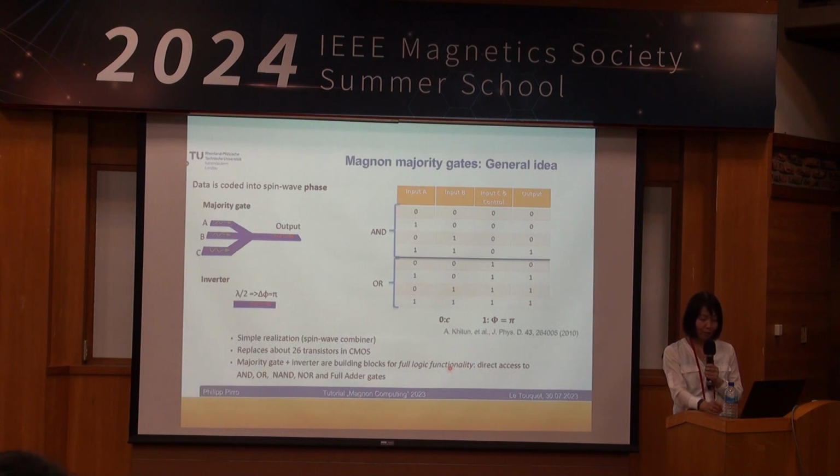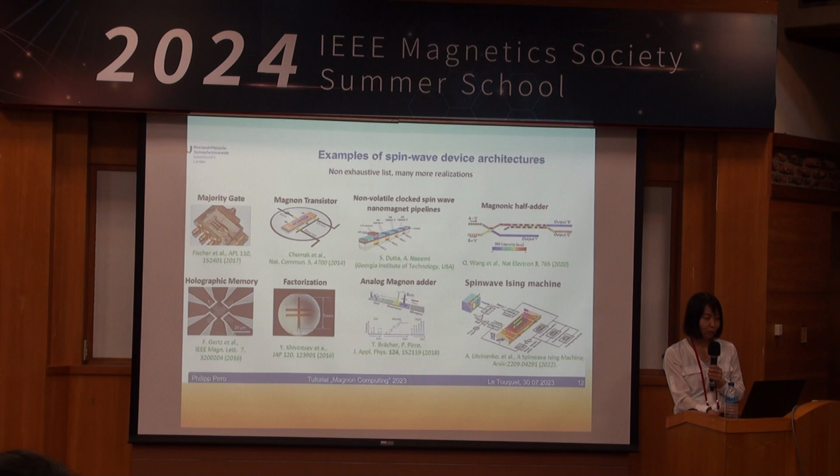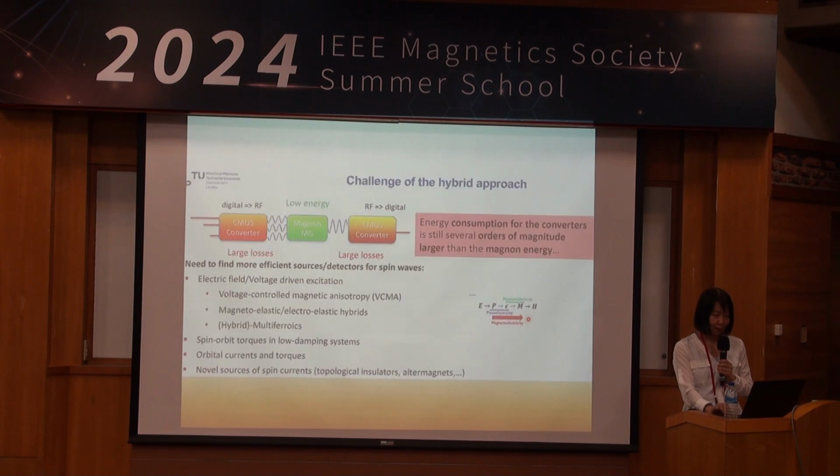But where are we in terms of implementation? A variety of these spin wave devices have been fabricated. And as you can see, the progress is very challenging. There are a few over the years. To make a fully hybrid computing scheme based on spin waves, you need to take a hybrid approach between CMOS and the magnon majority gate.